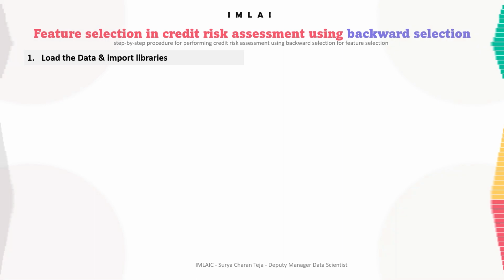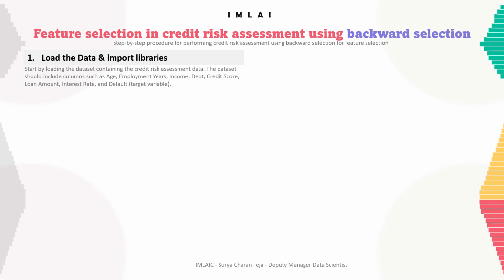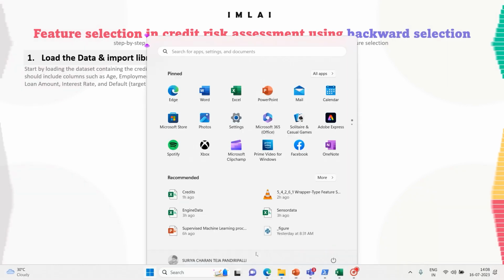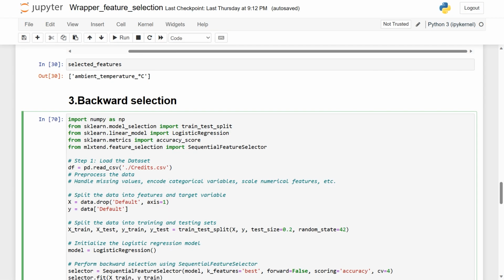Load the dataset, which contains various credit related variables such as age, employment years, and default status, and many more. In addition to that, we have to import the required libraries, so let's look into that. Let's import the libraries first, then we will load the dataset.